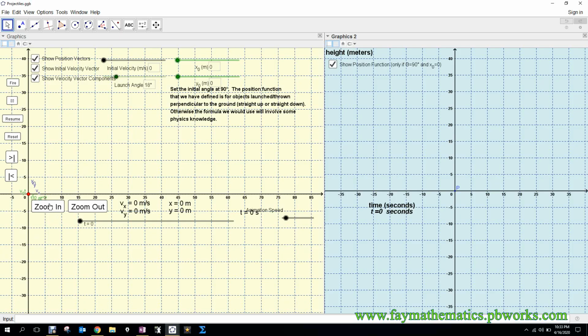Okay, so this is the ground. Whenever you take an object and you launch it, kick it, throw it, whatever, it's going to take a course or a path that is parabolic. Okay, so we're kind of seeing right here, and I'll make it a little bit more drastic here.